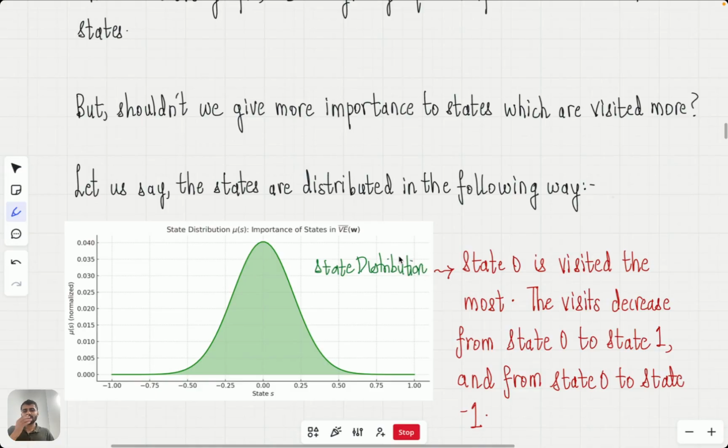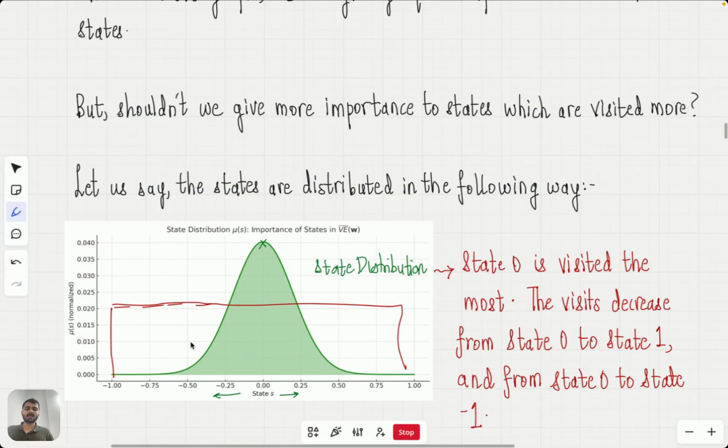So it looks like a tall mountain, and the peak of the mountain is at s equal to 0, which means that this state is visited the maximum number of times. And as you move to the right, the states are visited fewer and fewer number of times, and as you move to the left, the states are visited fewer and fewer number of times. So you can have a lot of distributions. Let's say you have a distribution like this. What does this mean? This means that all the states are visited equally.